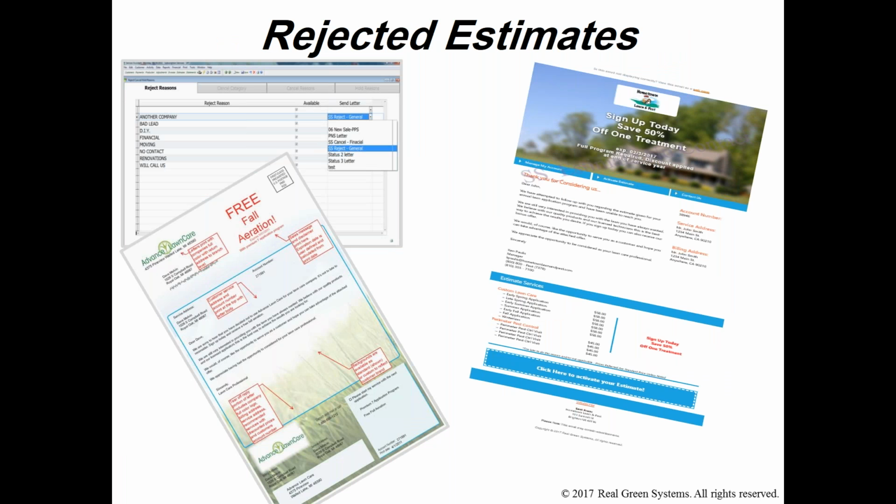Then we have our estimate rejected, kind of like the canceled, where you're going to go into your settings in Real Green, which is under data, under customer parameter, under reject reasons. This is where you're going to, again, add the communication that's sent out for your customers that reject your offer or never get back with you. Of course, we are now showing the services that were estimated.